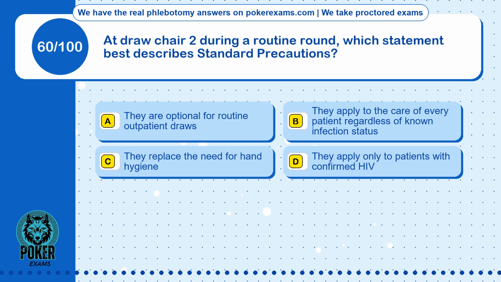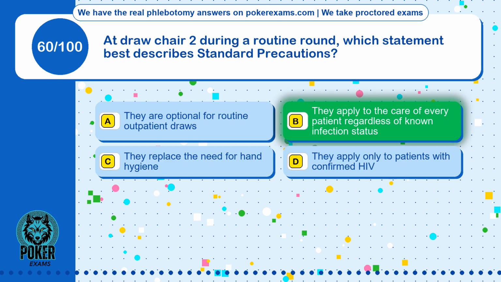Question 60. At draw chair 2 during a routine round, which statement best describes standard precautions? Option A. They are optional for routine outpatient draws. Option B. They apply to the care of every patient regardless of known infection status. Option C. They replace the need for hand hygiene. Option D. They apply only to patients with confirmed HIV.